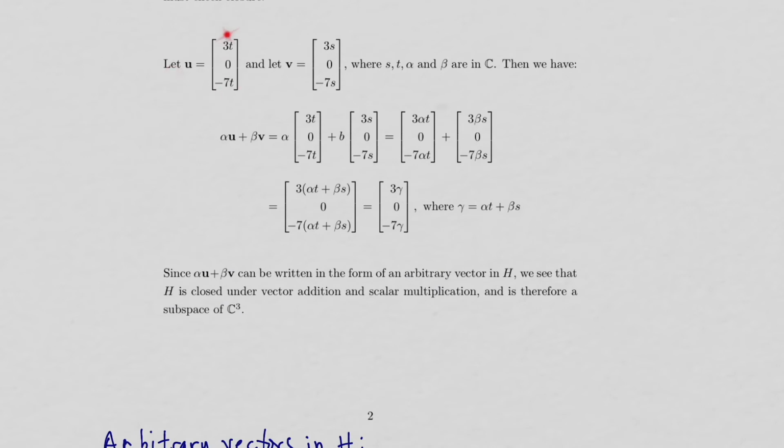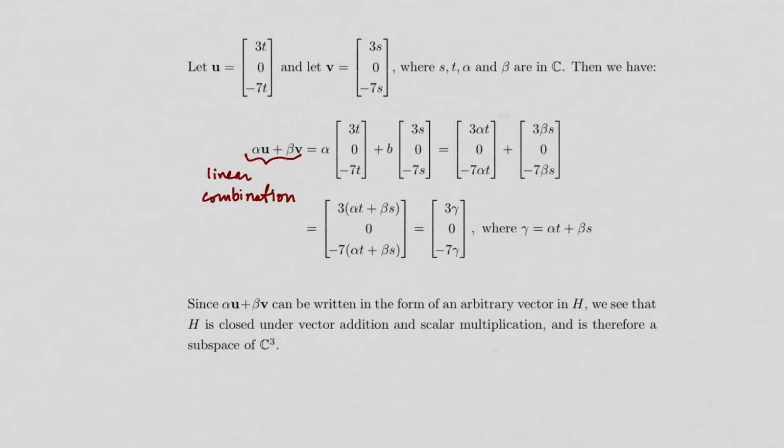We called this vector u, we called this one v, just to make it a little bit easier to write down this linear combination. We choose some arbitrary scalars alpha and beta, and we form this linear combination. This is really important. If you want to check closure, you always do the same thing. You form a linear combination of two arbitrary vectors in the set. And then you decide, is this linear combination also an arbitrary vector in the set? In other words, can this vector be written in the form of 3 times some number, 0, and minus 7 times the same number that's in the first entry?